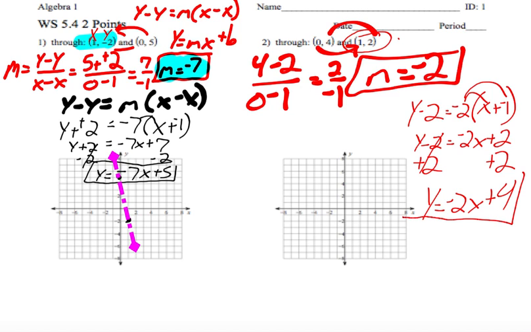I think algebraically that's right. Let's plot the 2 points. We have 0, 4, and 1, 2. And as I connect those 2 points with the straight line, it looks like the slope is negative, and it is negative 2.